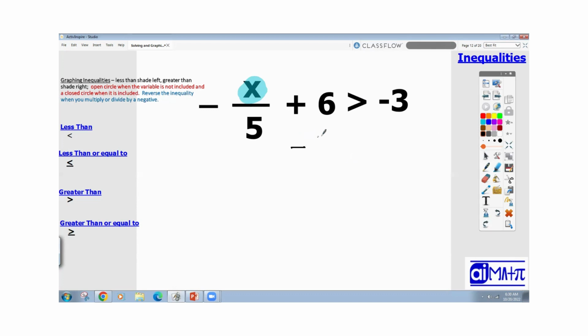So I first address this positive 6 or plus 6, and I subtract 6 from both sides. 6 minus 6 cancels out. I have negative 3 minus 6. Because both of the signs are the same, I'm going to add and keep them the same. So that becomes a negative 9. I drop down this negative x over 5 and make this greater than.